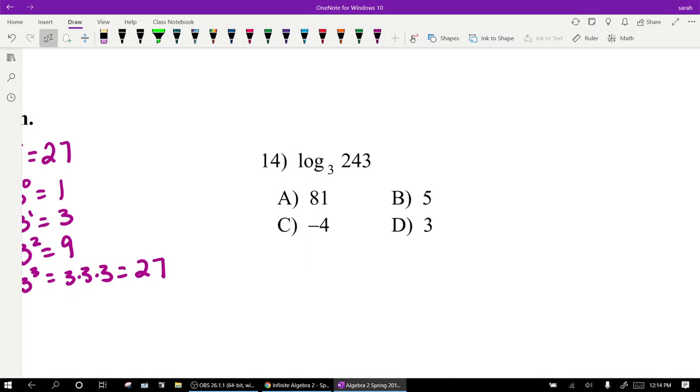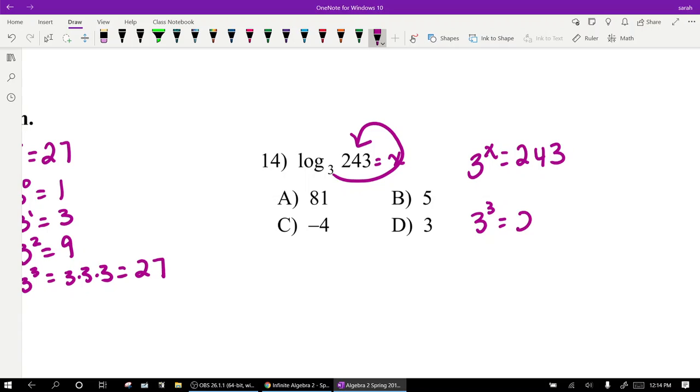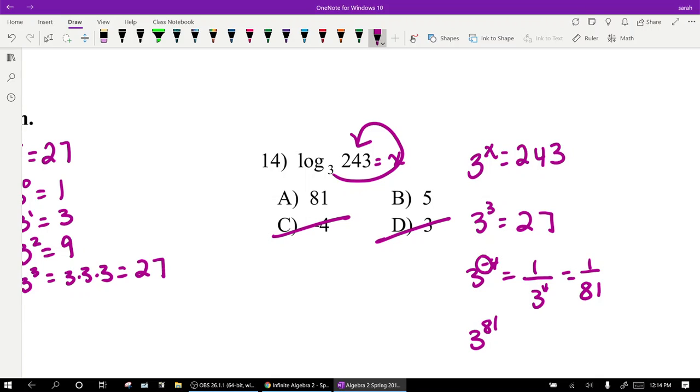Number 14. All right, again, set it equal to x. 3 to what power equals 243. So 3 to the x power equals 243. Now I want you to just kind of look at the answers here. We already know 3 to the 3rd power is equal to 27, so it's not that one. 3 to the negative 4 power, that would be 1 over, because that negative sign means take the reciprocal, 1 over 3 to the 4th power, which would equal 1 over 81, so it can't be negative. Let's look at 81. 3 to the 81 power, that would be 3 times 3 times 3 times 3, and so on. That's way more than 243, so that can't be it.